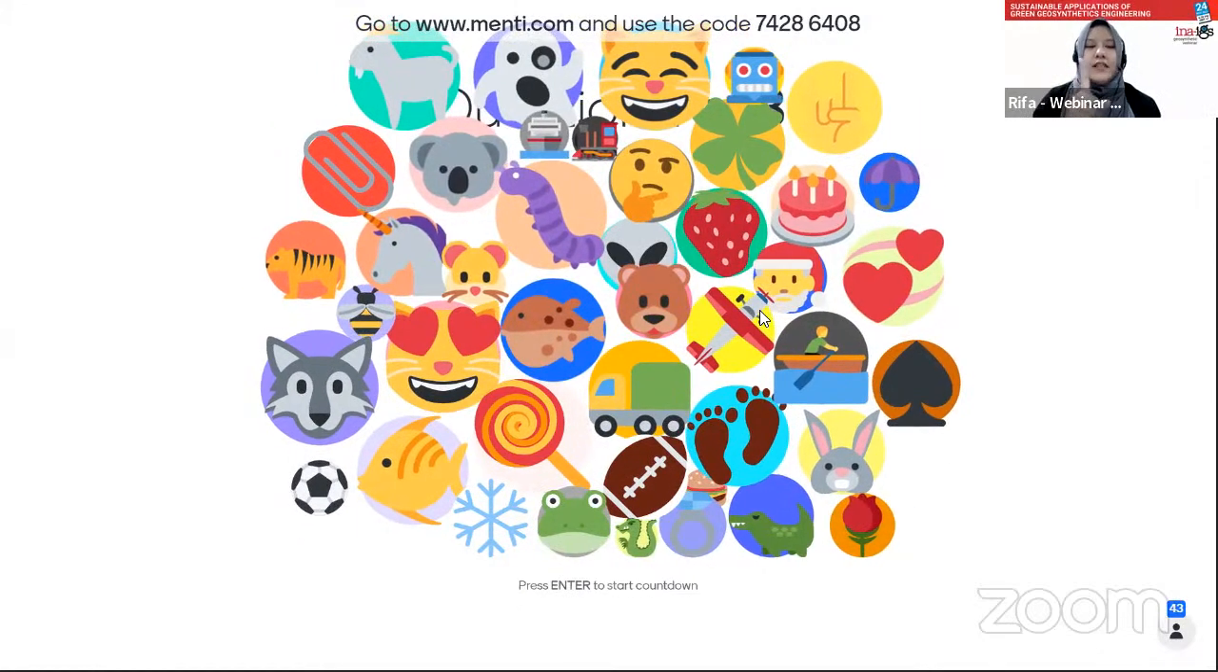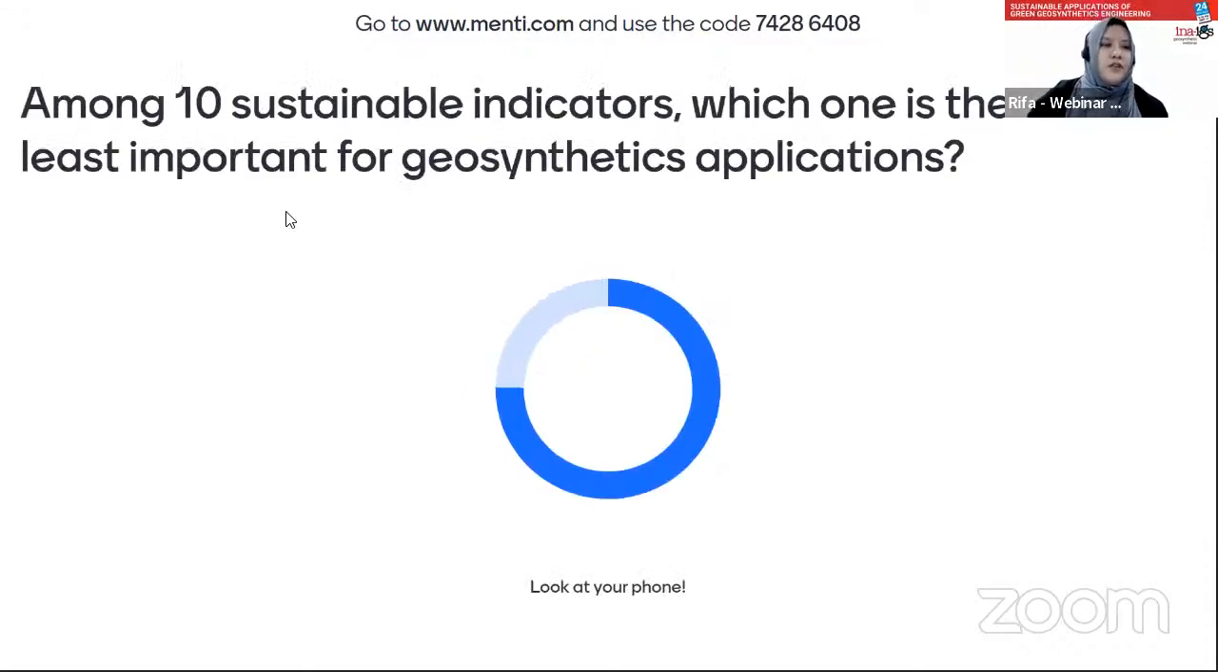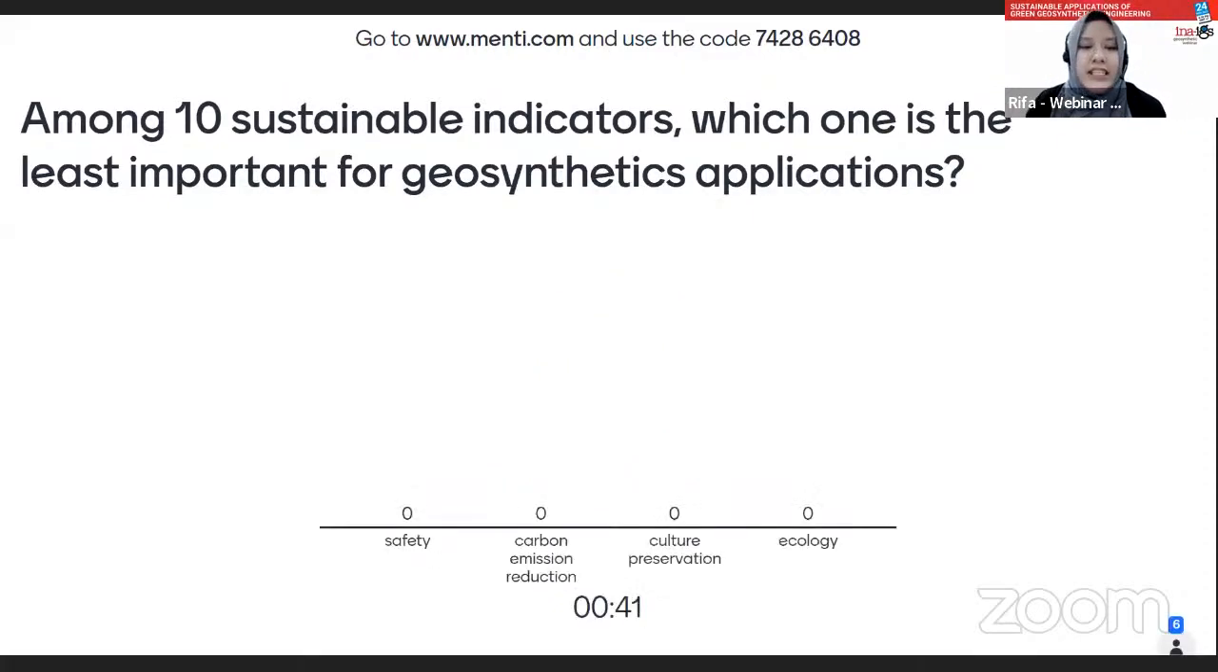Okay. The first question, please answer fast to get more points. Among 10 sustainable indicators, which one is the least important for geosynthetics applications? Is it safety? Is it carbon emission reduction? Is it culture preservation? Or is it ecology? Sorry. So among 10 sustainable indicators, which one is the least important for geosynthetics applications? You still have plenty of time, but remember, if you answer fast, you'll get more bonus points.